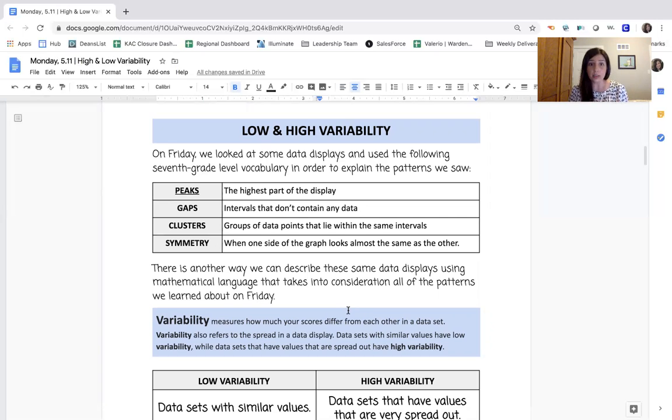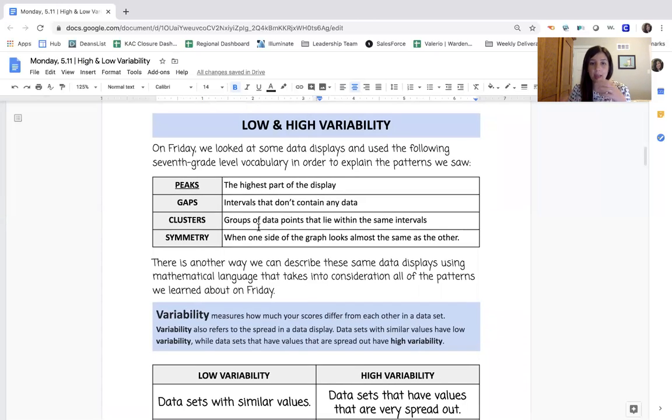On Friday, we looked at some data displays and used these 4 7th grade level terms to sort of describe what we saw. And we just reviewed those in the PDN as well. Peaks, the highest part of the display. Gaps, intervals that do not contain any data. Clusters, groups of data points that lie within the same intervals, so those clustered points together. And then symmetry, when one side of the graph looks almost the same as the other.